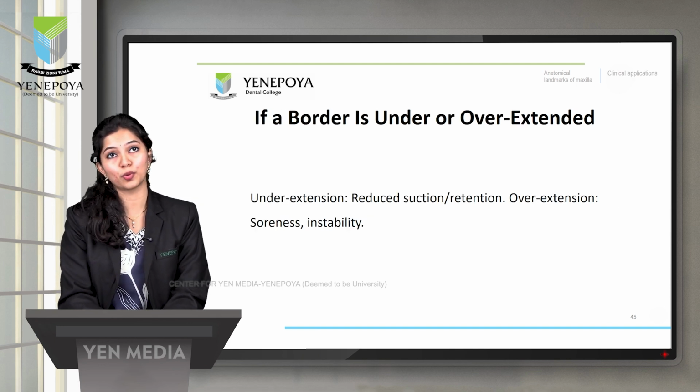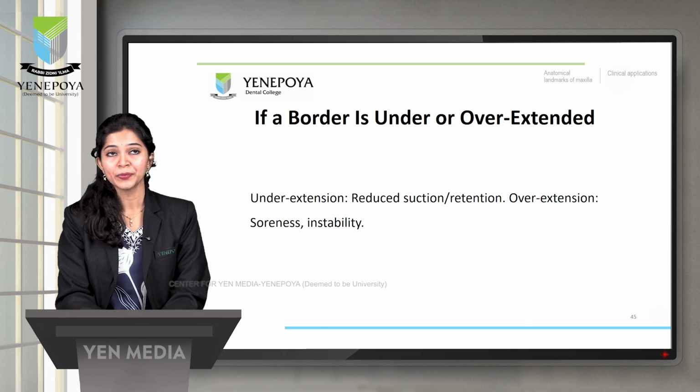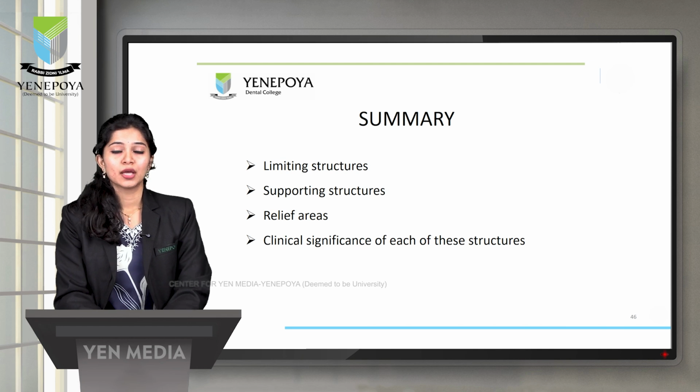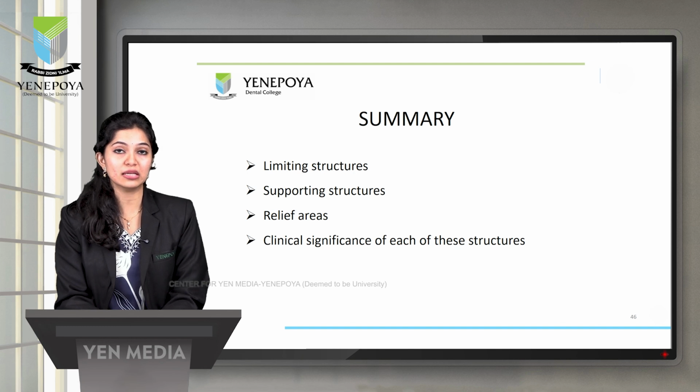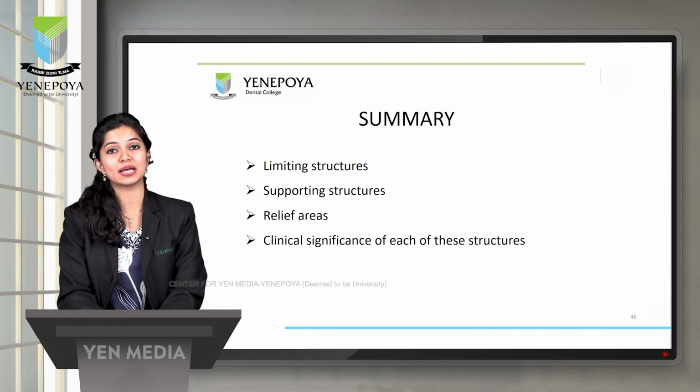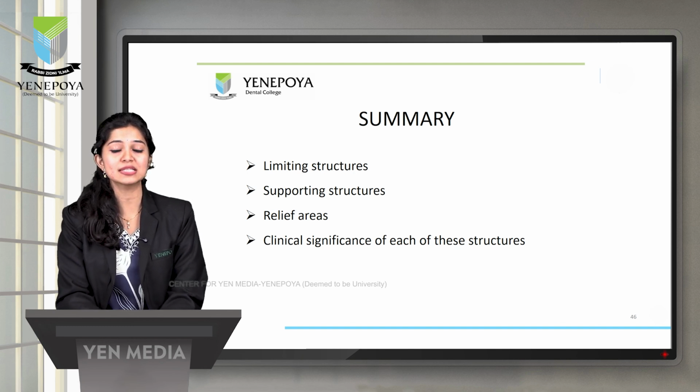So this is if a border is under or overextended. Underextension can cause reduced retention, overextension can cause instability and soreness. To summarize, or to put it in a nutshell, we have talked about the three subclassifications, that is, we have categorized under stress bearing or supporting structures. We have talked about all the primary and the secondary stress bearing areas. Under primary you had 2, and under secondary again you had 2.